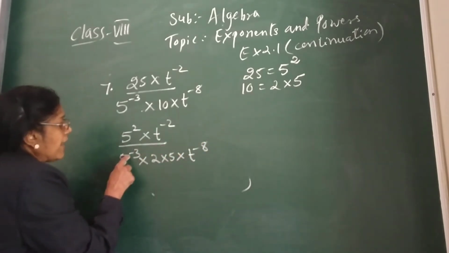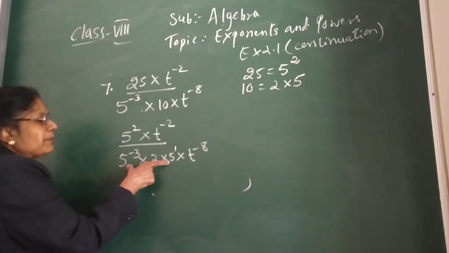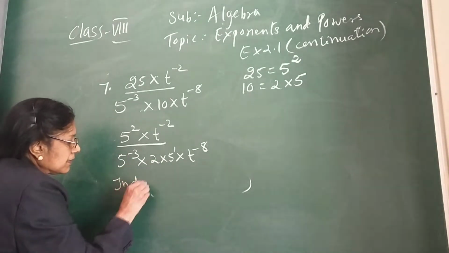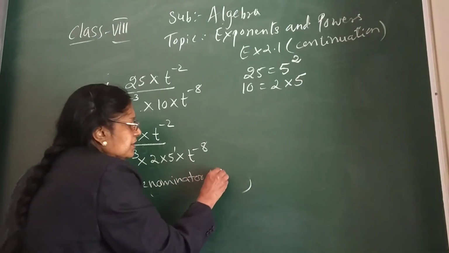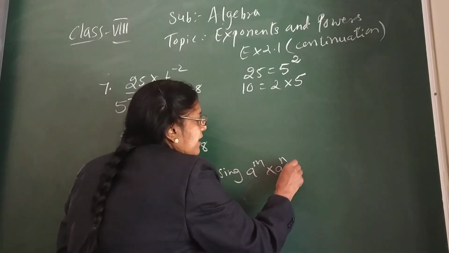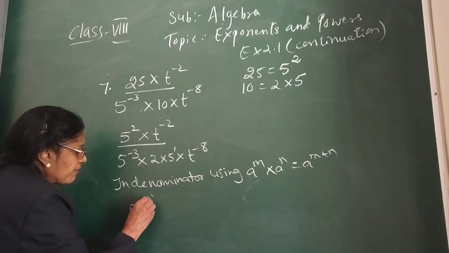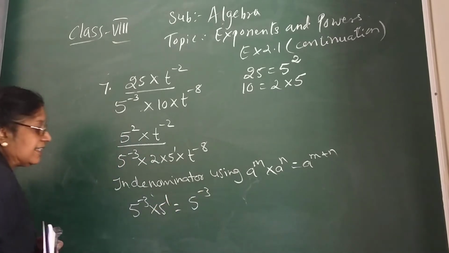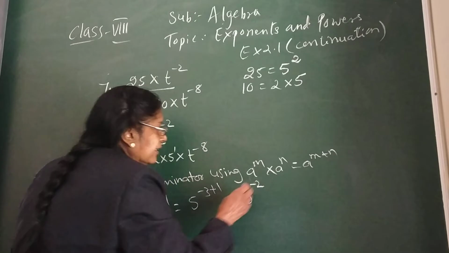Look here, 5 to the power of minus 3, and 5 has nothing written, which means 1 is there. I can use a to the power of m into a to the power of n is equal to a to the power of m plus n in the denominator. So what shall I get? 5 to the power of minus 3 into 5 to the power of 1 is equal to 5 to the power of minus 3 plus 1, which is 5 to the power of minus 2.